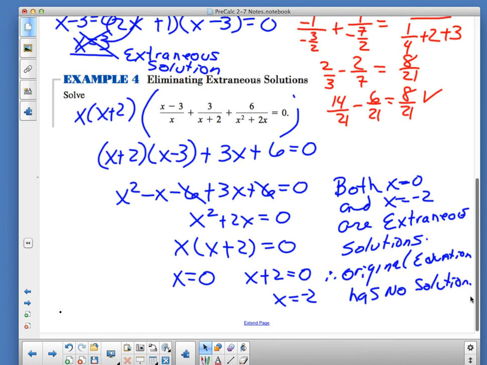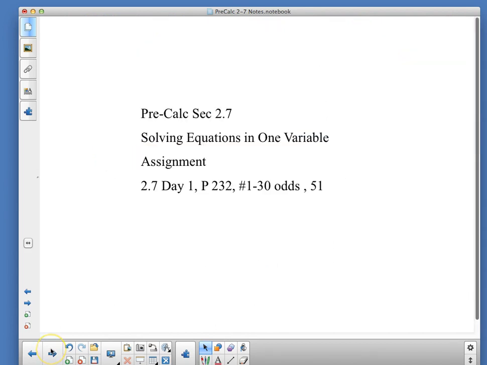Okay, so that's what I've got for you all today. So keep that in mind as we're going. If you got questions, get them asked. And here's today's assignment. We got 1 through 30 odds. Let's kick out the 51 because I'm going to do that tomorrow. And we will talk to you tomorrow.